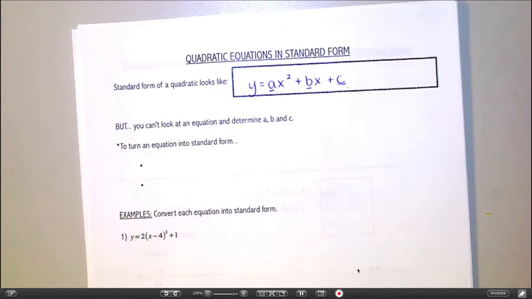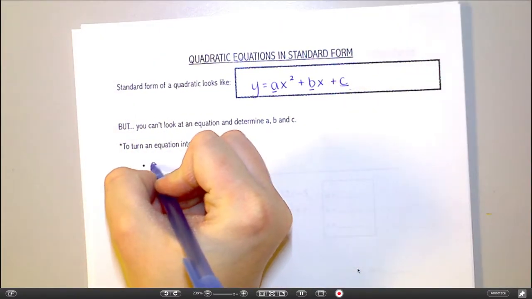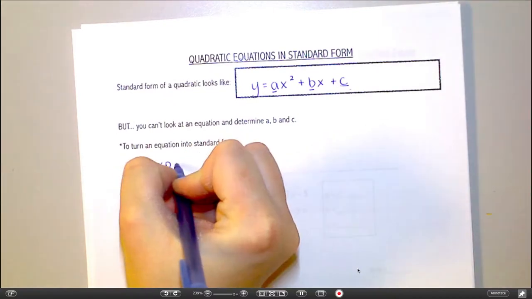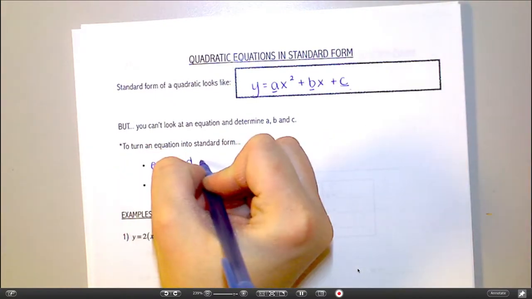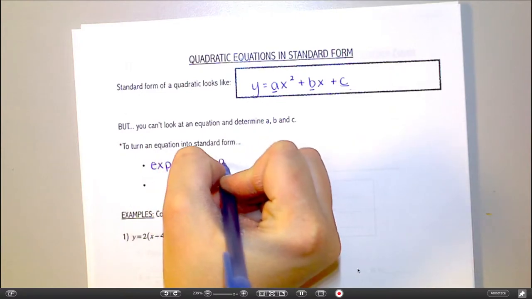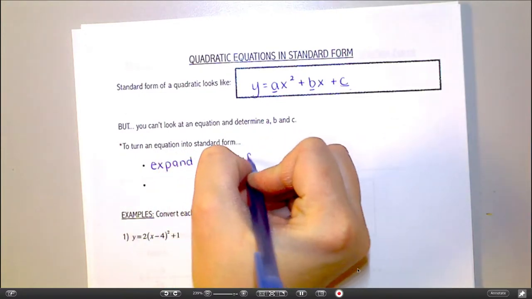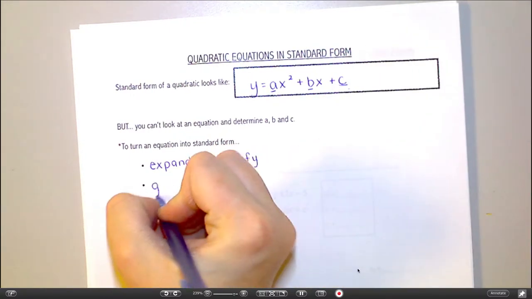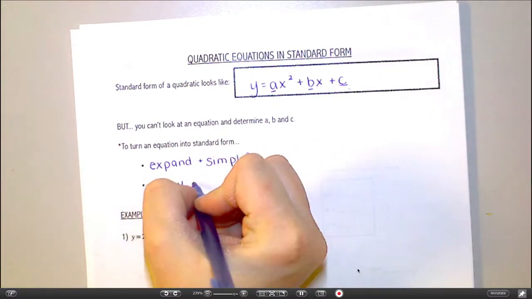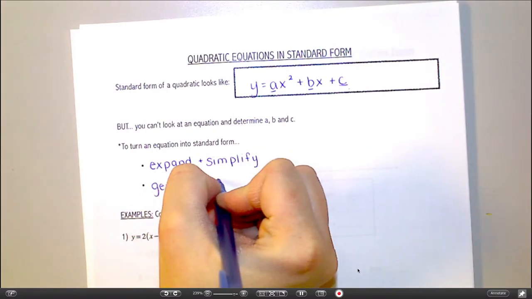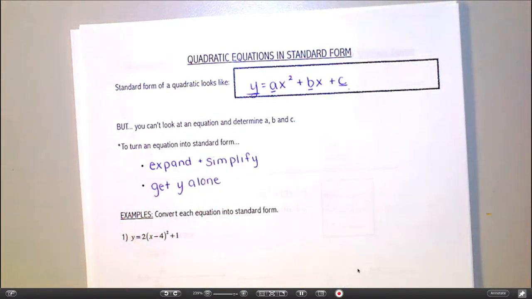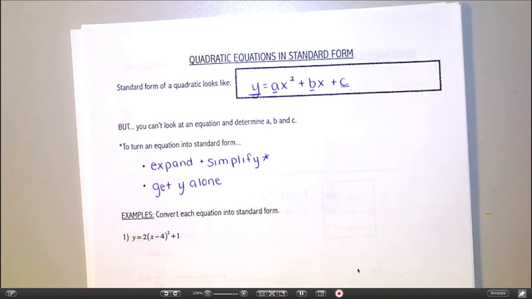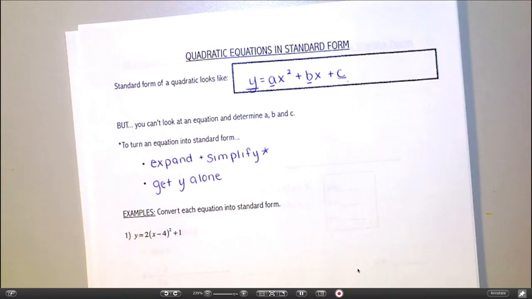So to turn an equation into standard form, you're going to expand and simplify, which you already know how to do. And then you're going to get y by itself, because you'll notice that up here, y is by itself. And this part is just FOIL, distributive property, combining like terms, those kinds of things. So we might not even need to do all 3 of these examples.